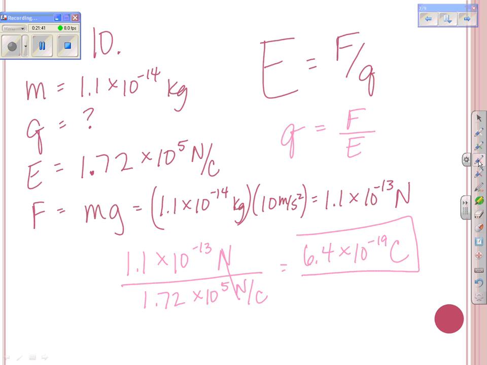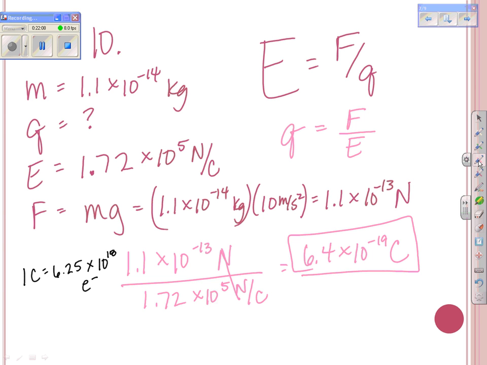Now that's just the first answer though. The first question said, what is the charge? There we go, we've got the charge. Then it says, how many extra electrons are there on this particular oil drop? If you remember in your notes, I told you that for every 1 coulomb, it was 6.25 times 10 to the 18th electrons.